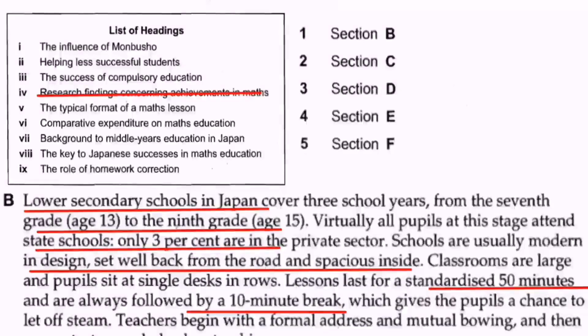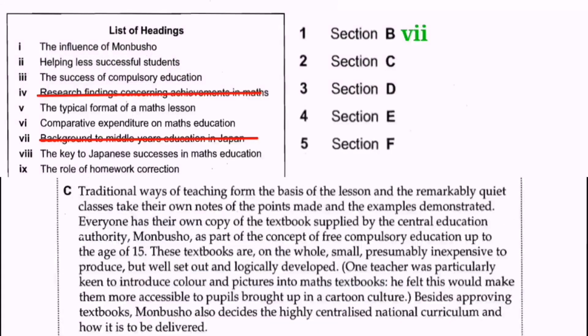So let's go to the list of headings. Heading number 7, background to middle years education in Japan, is the right heading for section B, because in this section B we have read about the background of education in Japan. So we can cross the heading number 7 in the list and we can write Roman 7 in front of question number 1. Let's read this section C.